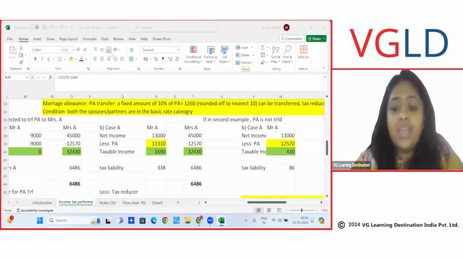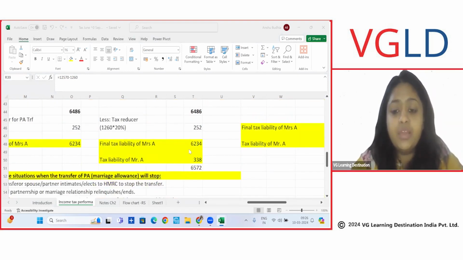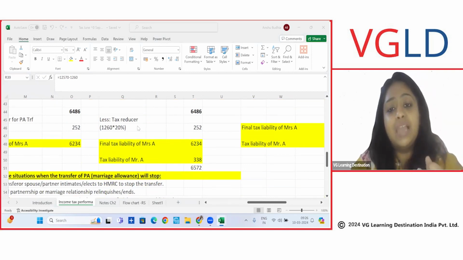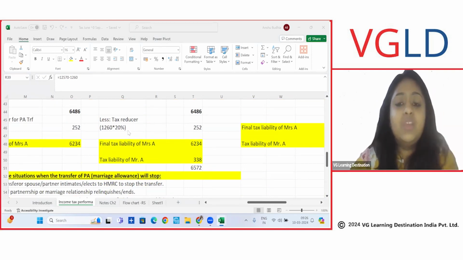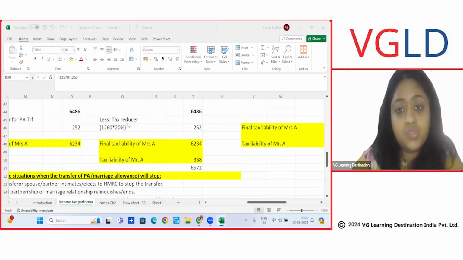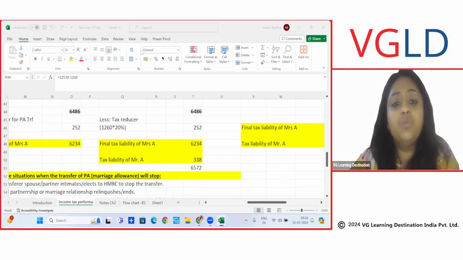So why are we applying 20%, Kritika? Because they both are the basic rate category taxpayer. So what tax benefit will they have? Only 20%, right? So therefore, we are giving a tax reducer. Tax calculation we are doing. See, if my PA gets increased, tax gets reduced, right? So we're just calculating what is the effect on taxes if PA is increased. So if we receive more 1260, my tax will be reduced by 252. That is what we are doing. Got it? Okay.